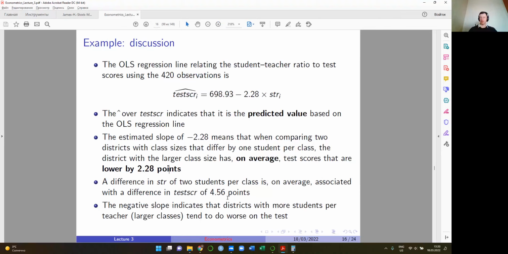The negative slope, we are also interested in the sign of this coefficient. The negative slope means that once the number of students increases, the test score decreases. We have a negative relationship between these two variables. If we increase the number of students per teacher by 1, the test score goes down by 228.